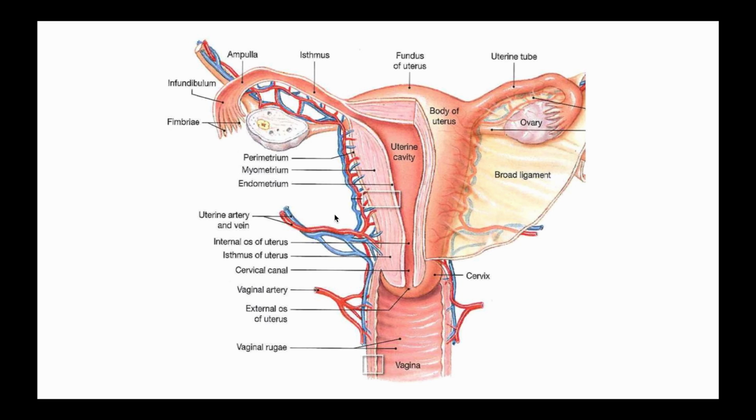And as you can see, we also have the perimetrium over here, which stretches from the body of the uterus to the cervix over here. Now we have the blood supply to the uterus being the uterine arteries and the venous drainage by the uterine vein over here. So this being the cervical canal, the external os, as well as the internal os. So I think that's all that I need to explain over here.